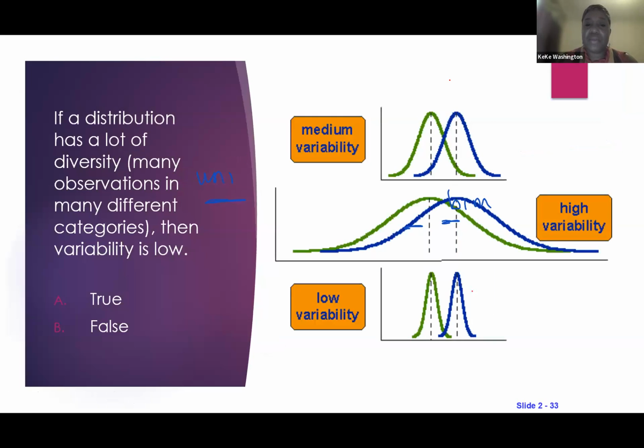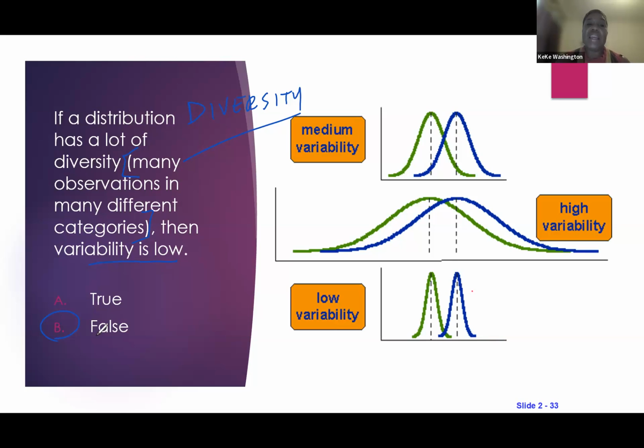Spread. I want you to think of spread, when it's dealing with categories, as diversity. The more diverse, the higher the spread. Okay, so this is what I want you to remember right here. If I have many observations in many different categories, then that gives me a high diversity. So variability is low? That would be false. My variability would be high because I have a high diversity.